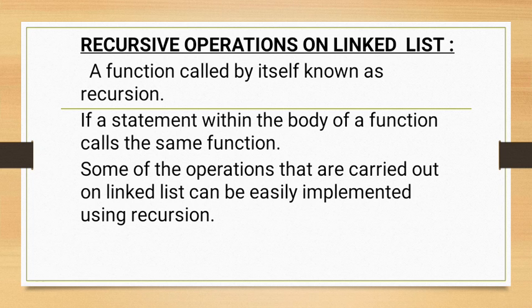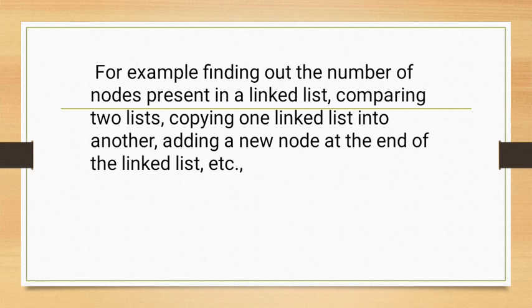Some of the operations carried out on linked lists can be easily implemented using recursion, right? Just like we can do it in other data structures. For example, finding out the number of nodes present in a linked list, comparing two lists, copying one linked list into another, and adding a new node at the end of the list. We are saying we can use what is called recursion.